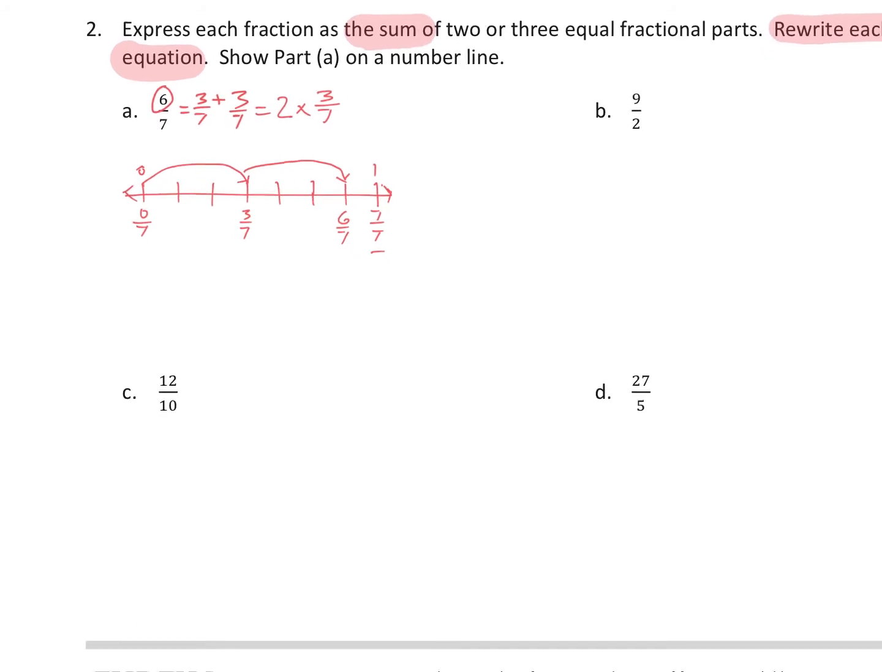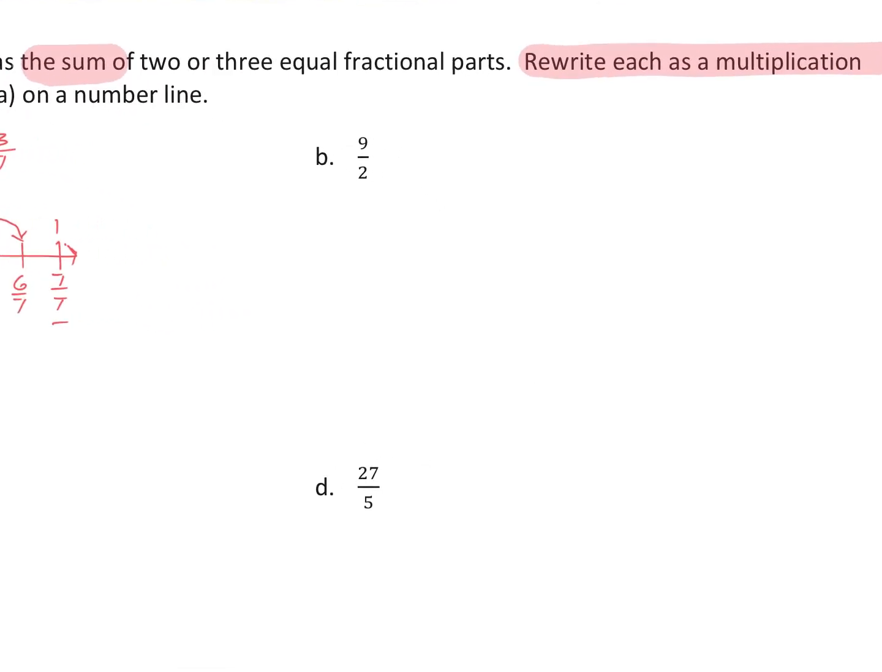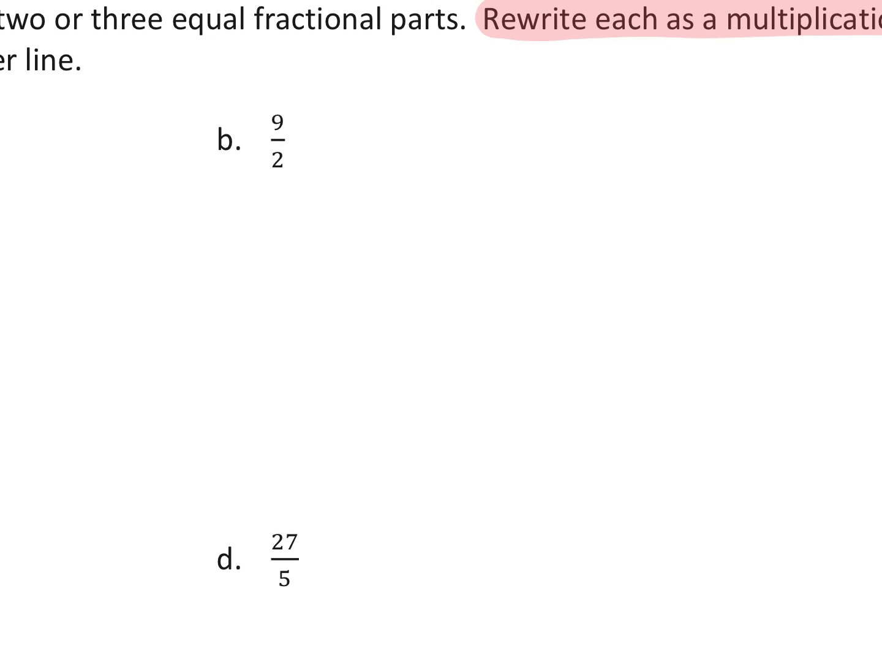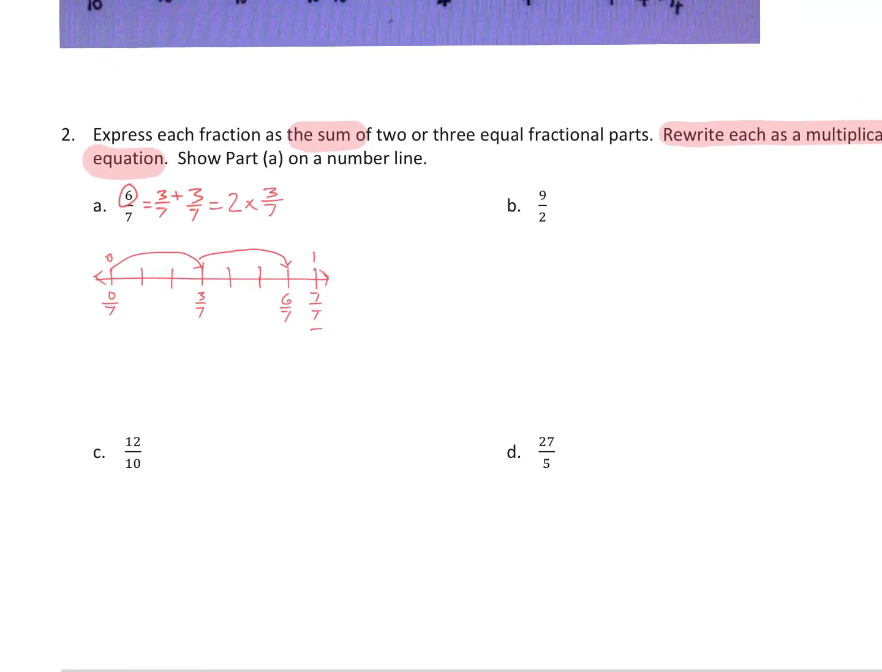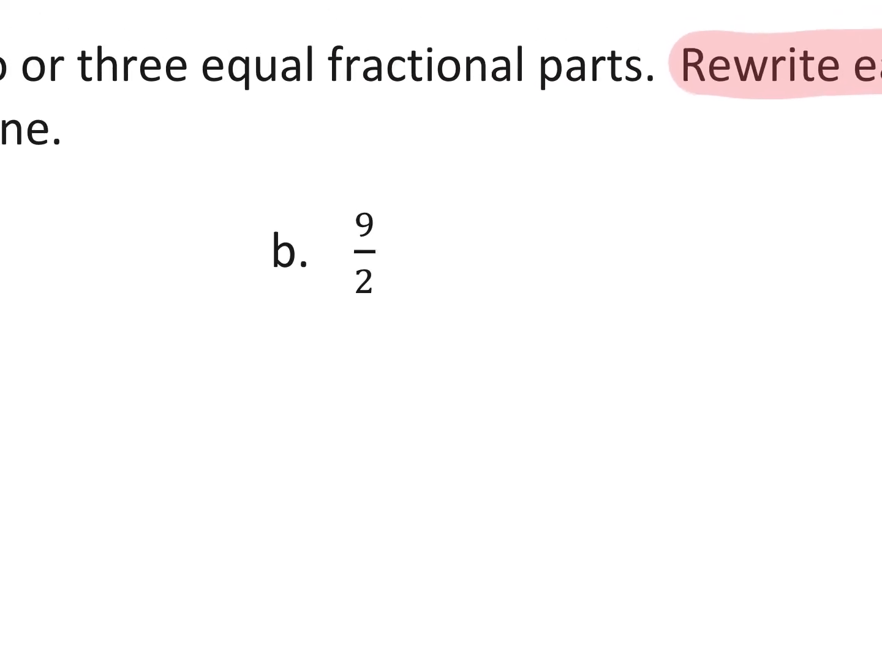Since it's a little different, I'm going to do B for you real quick, just to show you again what we're doing. And then you're going to do C and D by yourself. So remember, it says express each fraction as the sum of 2 or 3 equal fractional parts. So basically, I'm going to divide this top number by either 2 equal parts or 3 equal parts. So 9 halves. 9 is an odd number, so I'm going to divide it by 3, right? What does that give me? How could I express 9 halves as 2 or 3 equal parts?